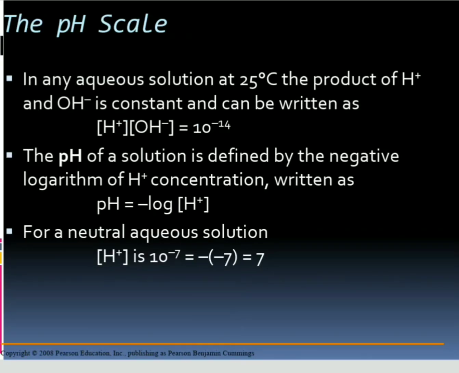In an aqueous solution at 25 degrees centigrade, the product of H plus and OH is constant and can be written as H plus times OH equals 10 to the power of minus 14. The pH of a solution is defined as the negative logarithm of the H plus concentration, written as pH equals minus log H plus. For a neutral aqueous solution, H plus is 10 to the power of minus 7. That means 7 is the neutral solution.